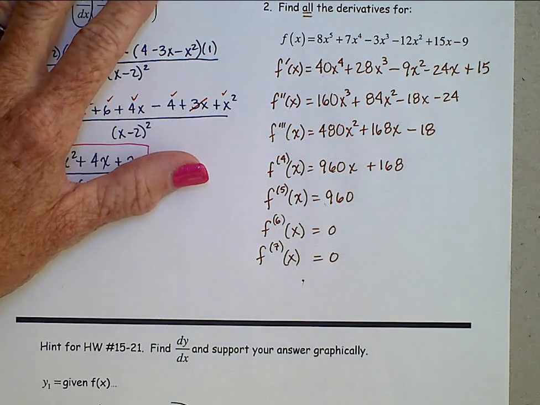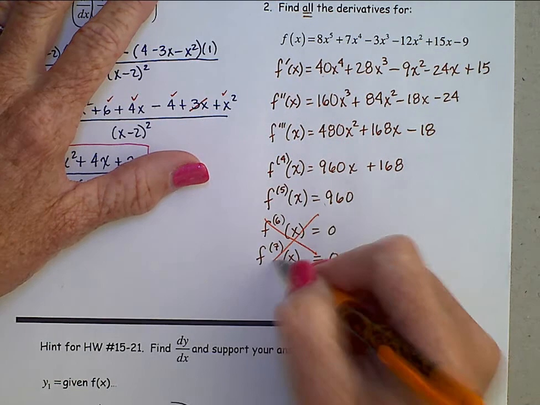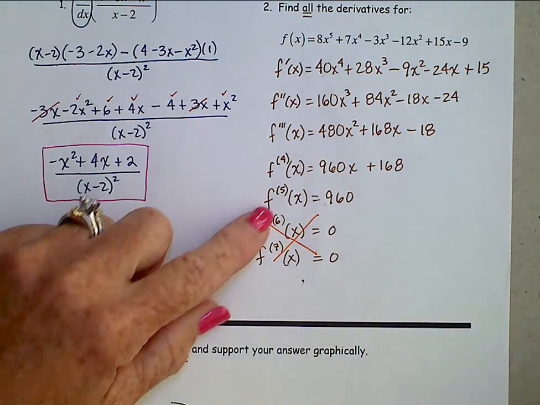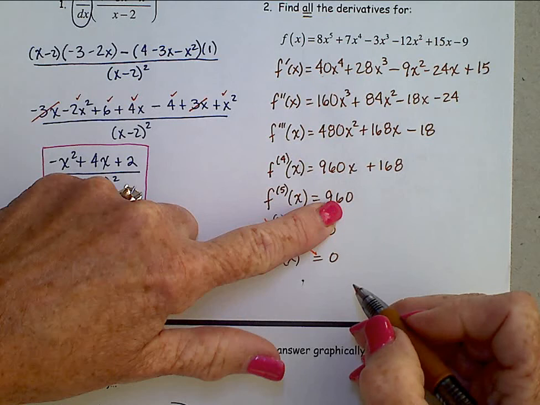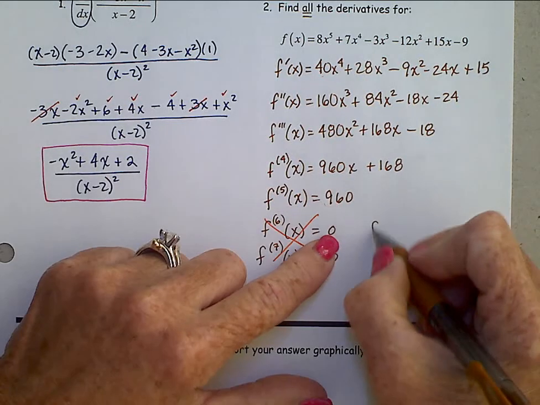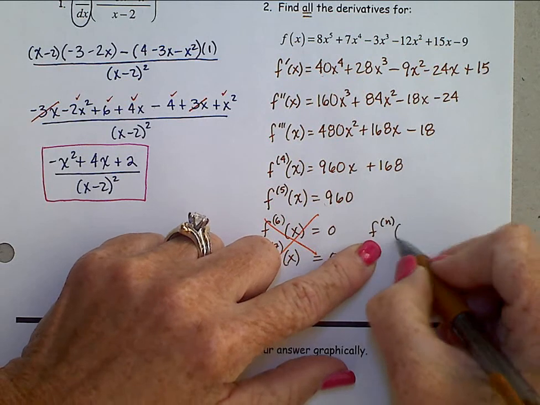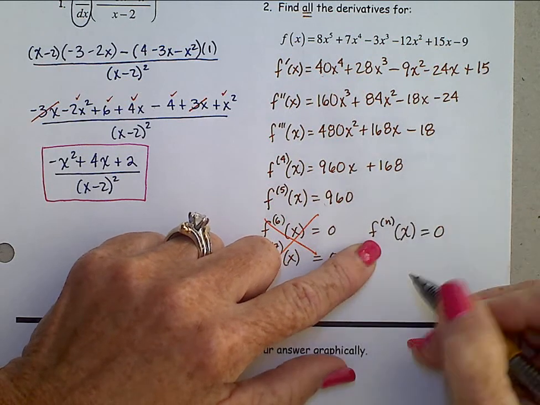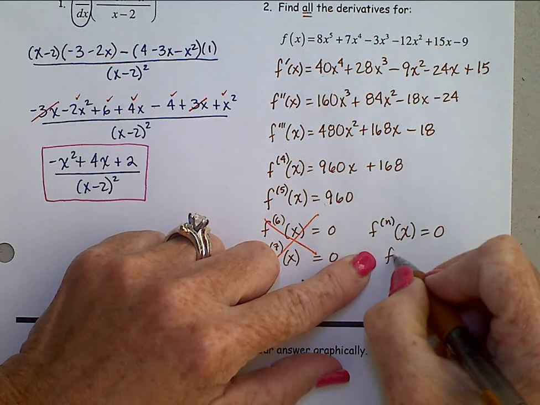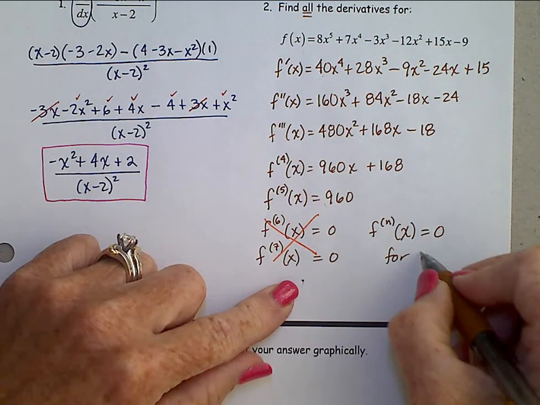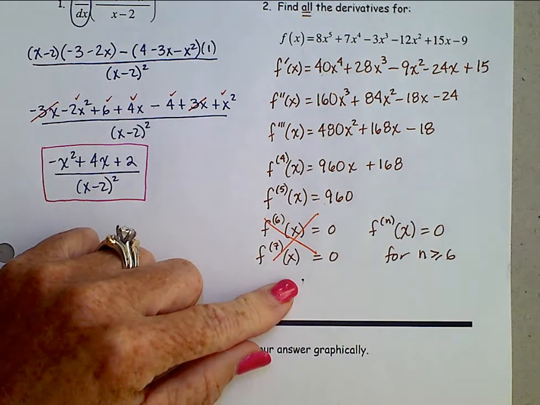So instead of continuing to write this out, right here, once you get that constant one, then every derivative after that, so the nth derivative is equal to 0 from the sixth derivative on, n greater than or equal to 6.